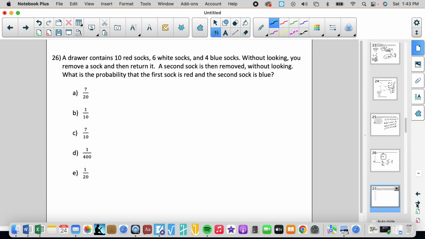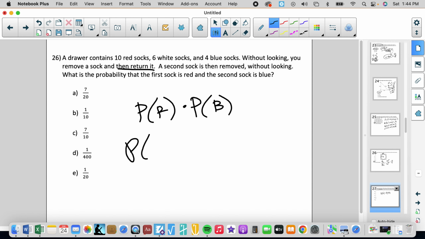26, a drawer contains 10 red socks, 6 white socks, 4 blue socks. Without looking, you remove a sock and then return it. Very important. That means it's going to be independent, not dependent. A second sock is then removed without looking. What is the probability that the first sock is red, and then the second sock is blue?